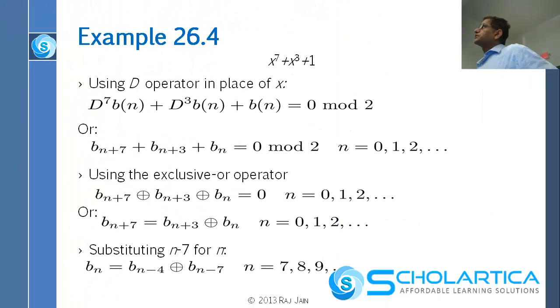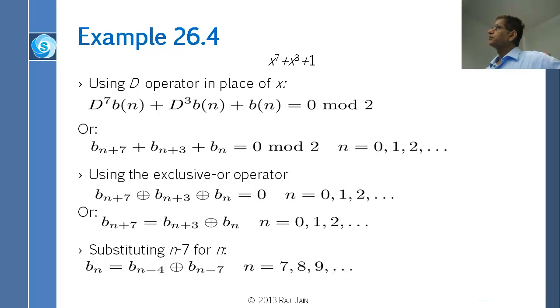Here's a polynomial, x raised to 7 plus x raised to 3 plus 1. This can be written as d raised to 7 bn plus d raised to 3 bn plus bn equal to 0 mod 2. That means bn plus 7 plus bn plus 3 plus bn equal to 0. Basically, bn is equal to bn minus 4 plus bn minus 7. We want to make sure that the whole arithmetic here is mod 2, that both sides are done mod 2. And so if I give you this polynomial, you should know that the generator is this one.